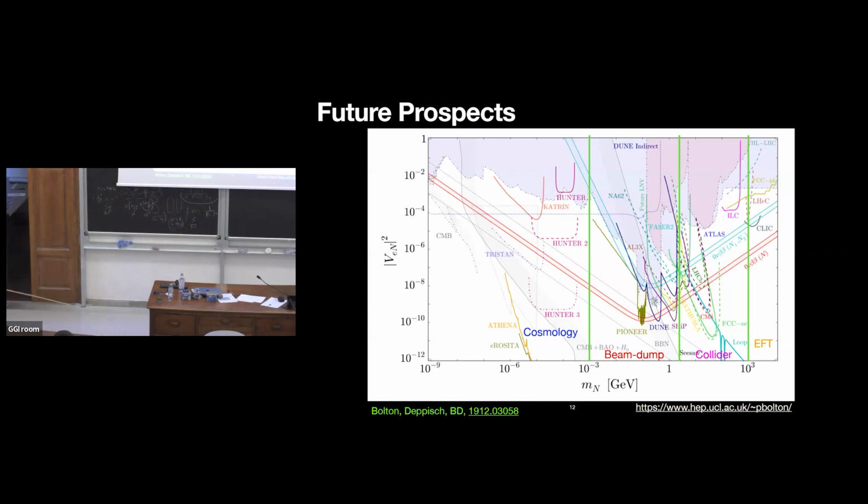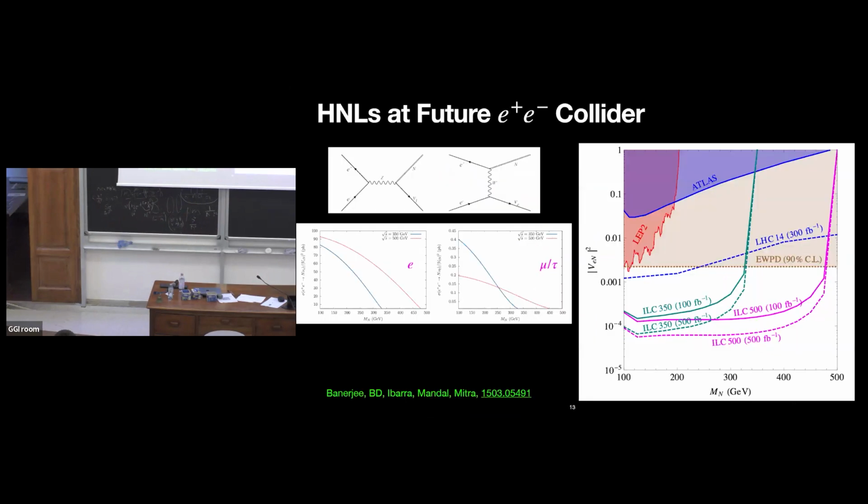In this plot, as you can see, the Muon collider is not there yet, simply because there was no study at that time on the Muon collider. But now we do have, so I'll show you those results later. Okay, before going to that, let me just talk about HNLs at a future e+ e- collider.